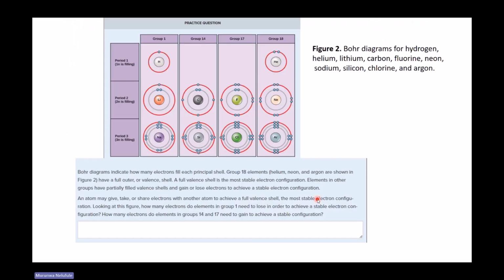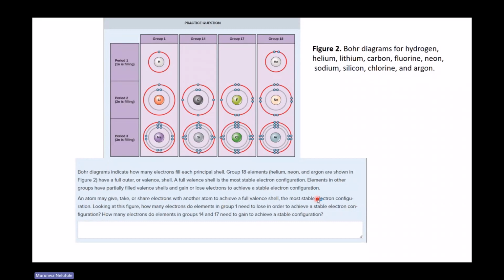All right. So here, Bohr diagram. This is group 1, group 14, group 17, group 18 Bohr diagram for hydrogen, helium, lithium, carbon, neon, sodium, silicon, chlorine, and argon. We did talk about this last week.